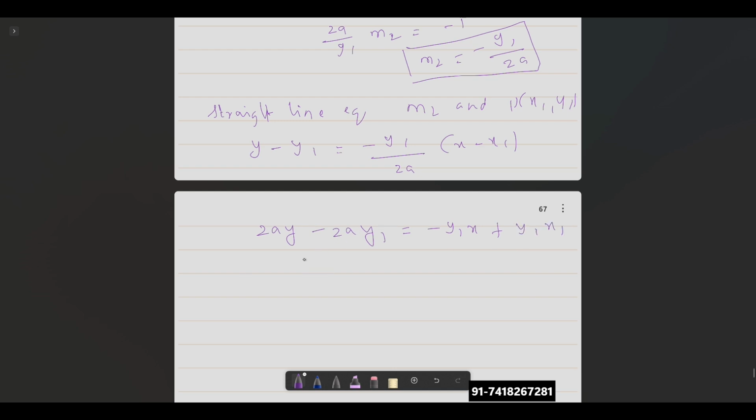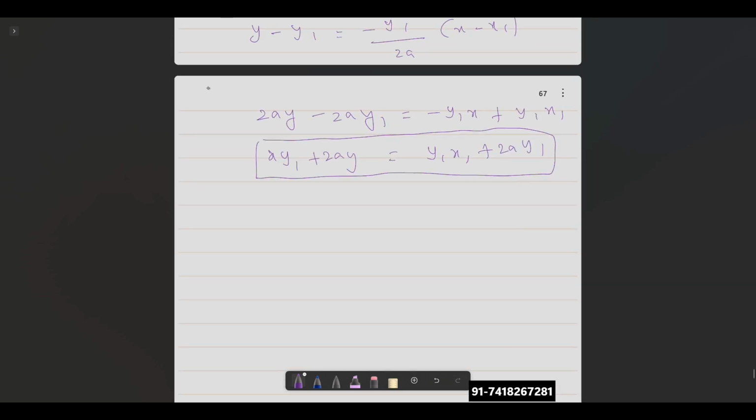So if you take x and y on one side, this becomes x y1, and then y plus 2ay, this is equal to, this goes to this side, and it becomes y1 x1 plus 2a y1. So it's nothing but x y1 plus 2a y equals, okay, that's all. This is enough. This is your normal equation in Cartesian form.